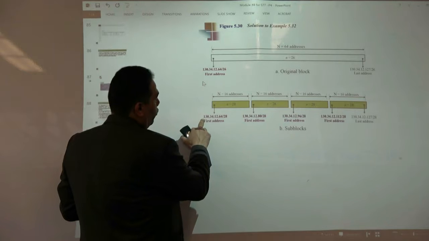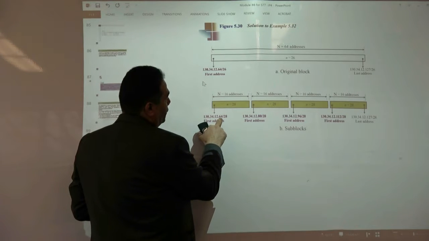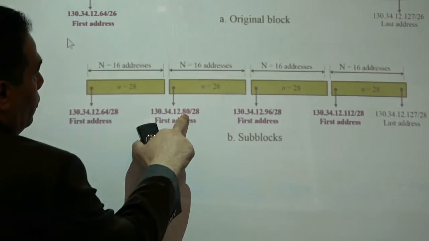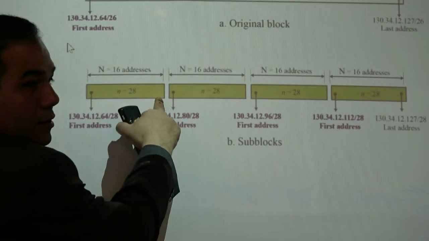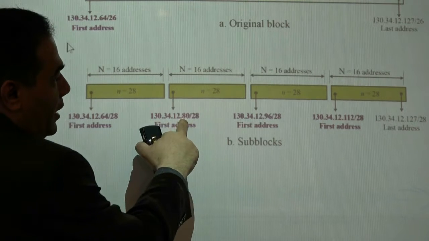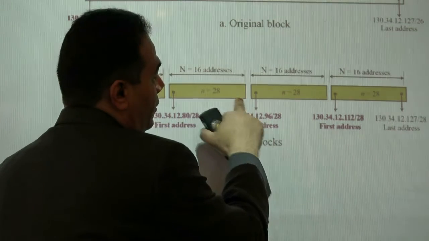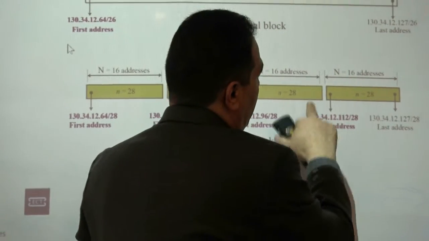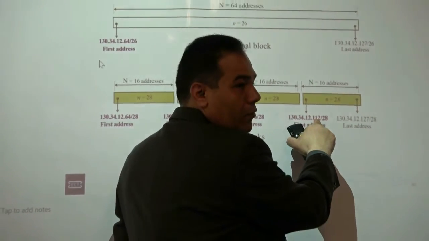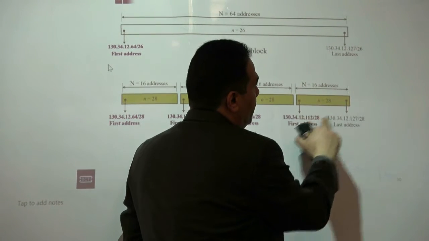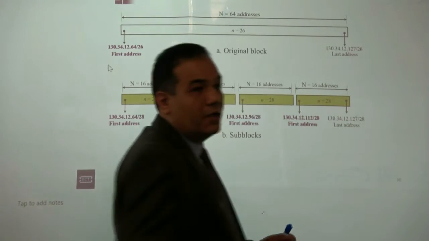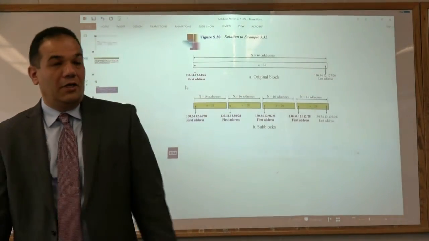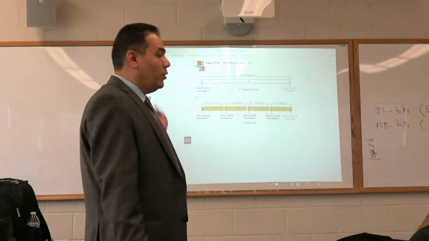So this will range from where? 130.34.12.64 until 130.34.12.79. And this will start from 80 until 95. And this from 96 until 111, right? And this ends with 127. Alright? So if you are a network engineer, okay, you work for an organization, you will play all these games.